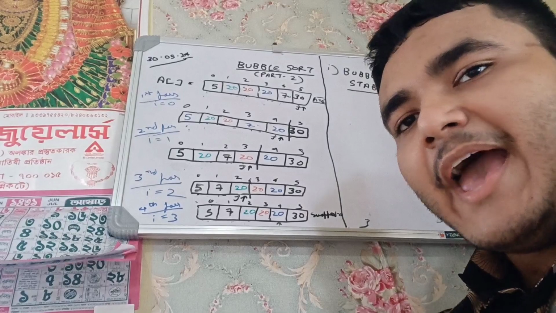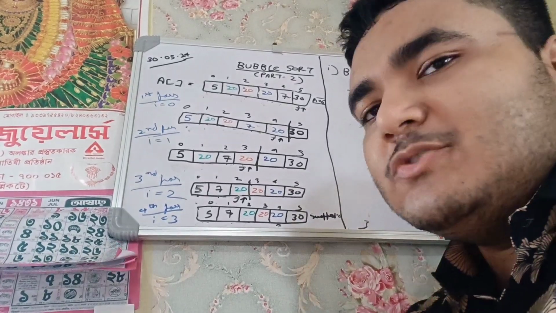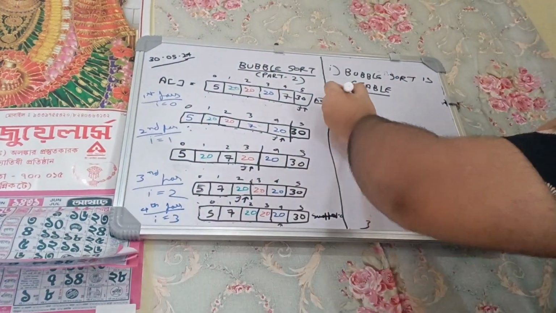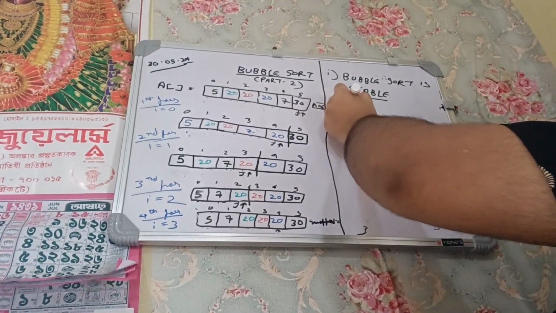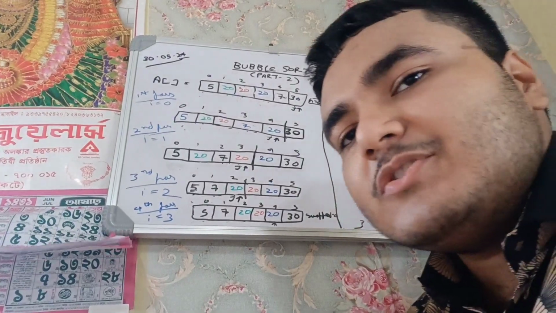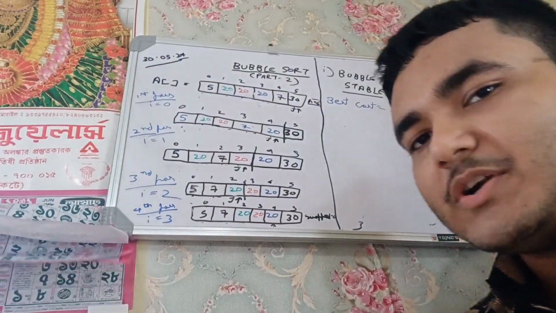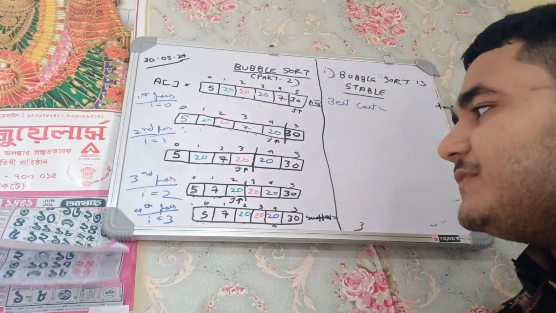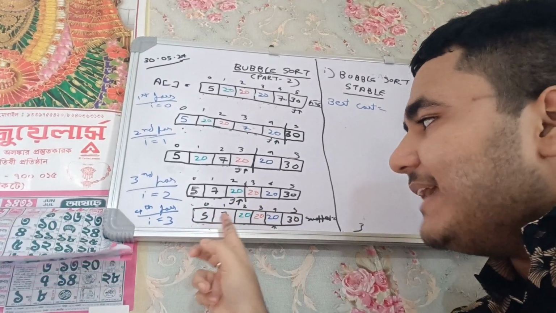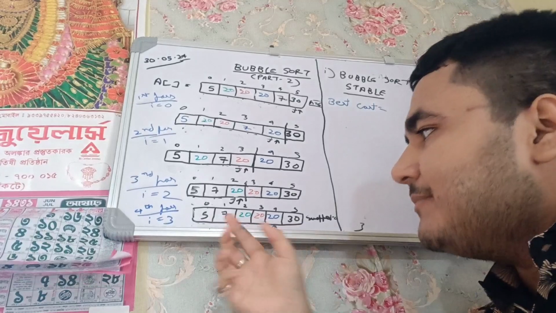Now, another question that usually comes in exams is: what are the best case and worst case time complexities of bubble sort? Now see, best case. So what is the best case that we can consider? If the entire array is sorted, as you can see here, 5, 7, 20 all are sorted.